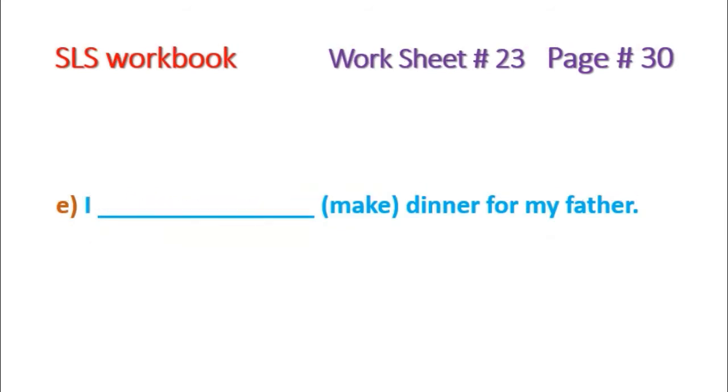E part. I dash make given in the bracket dinner for my father. Students, I is singular here. So which helping verb will we use? Was or were? Yes, it's was. Students, make is the main verb. We will cut down E and add ing to change it into making for writing past continuous tense. Your answer will be I was making.